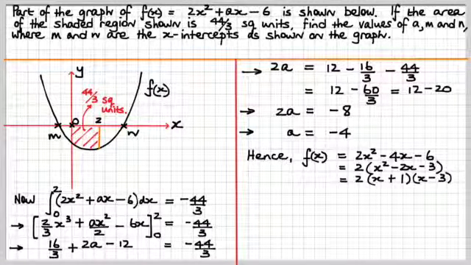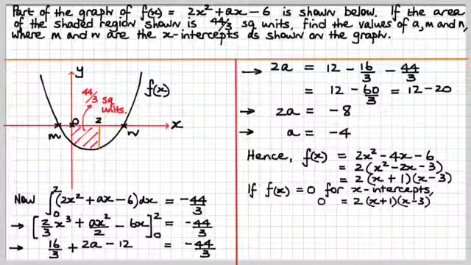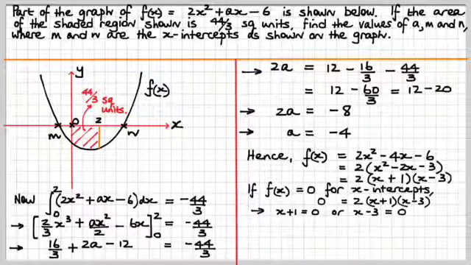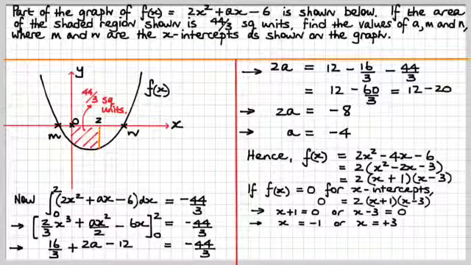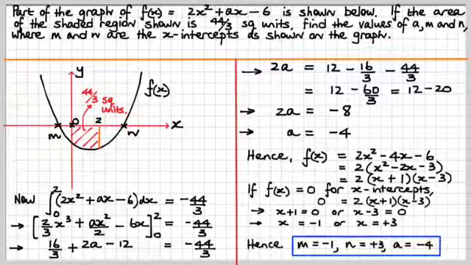Very, very easy. Therefore, the x-intercepts where y is 0, or f of x equals 0, are going to be x is minus 1 and x is 3. And there she be. There it is, yes? So now let's just get this right now. m will be minus 1, n will be plus 3, and a, as we discovered up there, was minus 4.